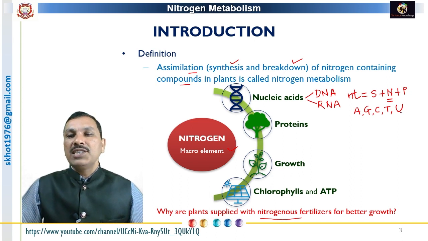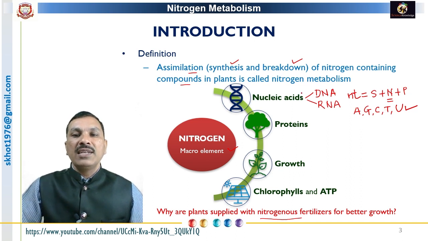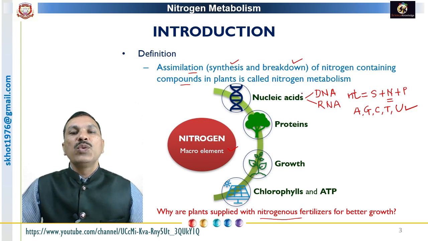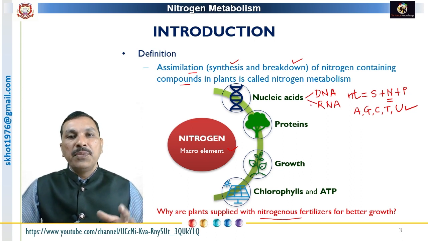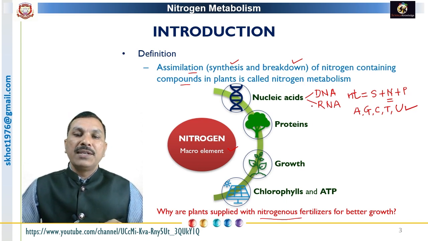So nitrogen is essential for synthesis of these nitrogenous bases. Ultimately, in absence of nitrogen, these bases will not be synthesized and there will be a scarcity of nucleic acids. DNA is the genetic material and RNA is the protein synthesizing machinery. So if the synthesis of nucleic acids is hampered due to scarcity of nitrogen, then ultimately the growth of plants will be inhibited.